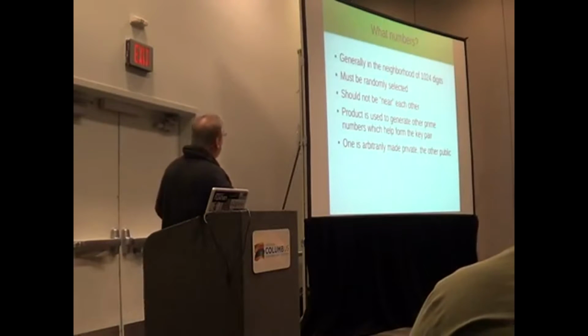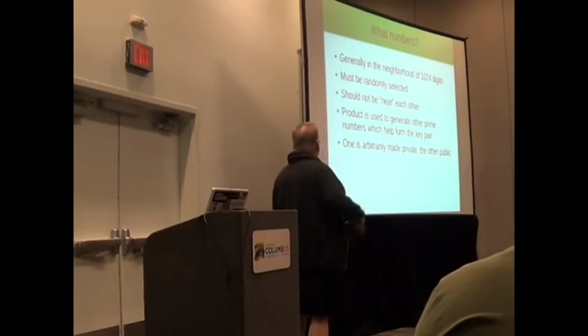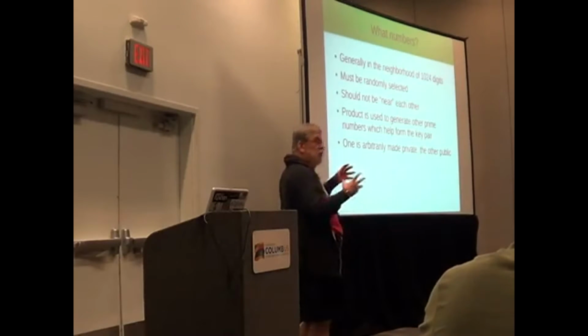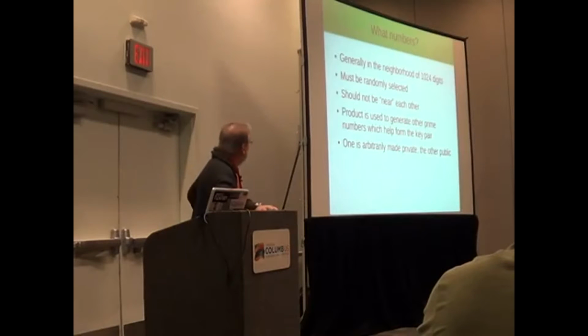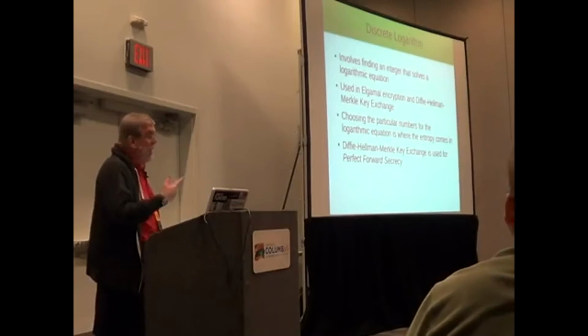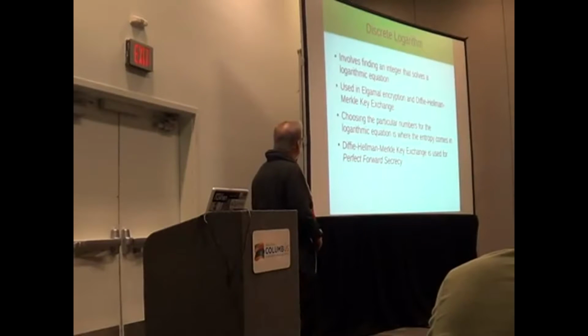So the numbers that we're looking at are generally 1,024 digits, not too close to each other, but they should both be good sized. And then that product is used to generate other prime numbers which form the key pair. One is public, the other is private. The discrete logarithm is finding an integer that solves a logarithmic equation used in El-Gamal and in Diffie-Hellman-Merkle key exchange. And the particular numbers, that's where the entropy comes in.